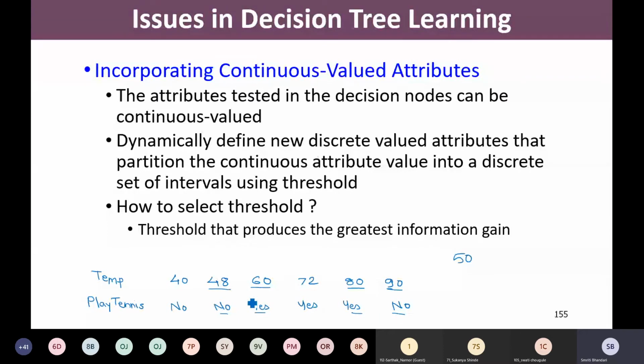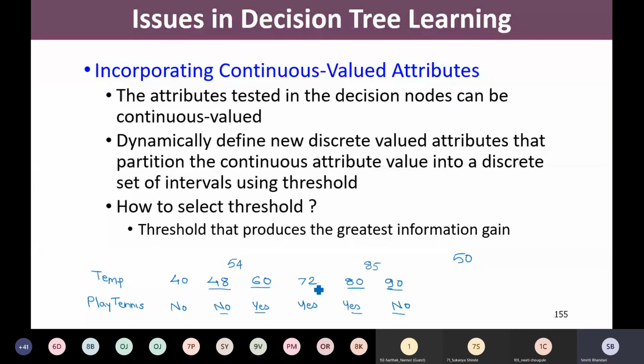So what we are going to do is find the average of these two values. So the average of 48 plus 60, that is 48 plus 60 by 2. The average comes out to be 54. Right? So that is the average of these two. And the average of these two values, 80 and 90, comes out to be 85.